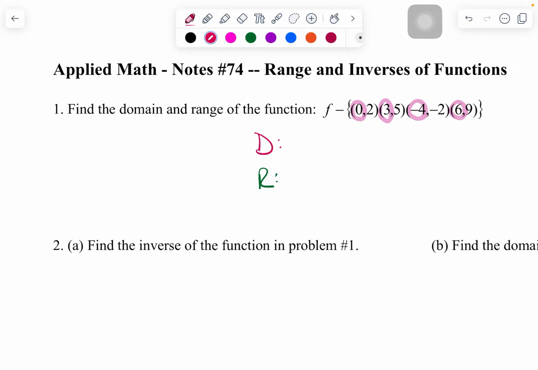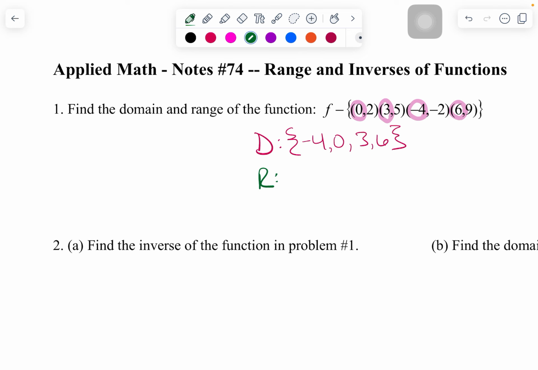So to list these out for the domain, I'm going to do a little set notation, so a little brace there. I am going to put the numbers in numeric order. So -4, 0, 3, and then 6. There are my X values. So that's my domain. Then the range, those are my function values, my Y values.